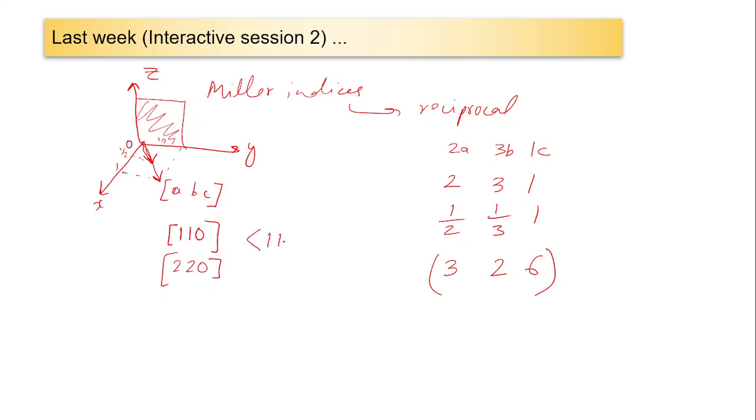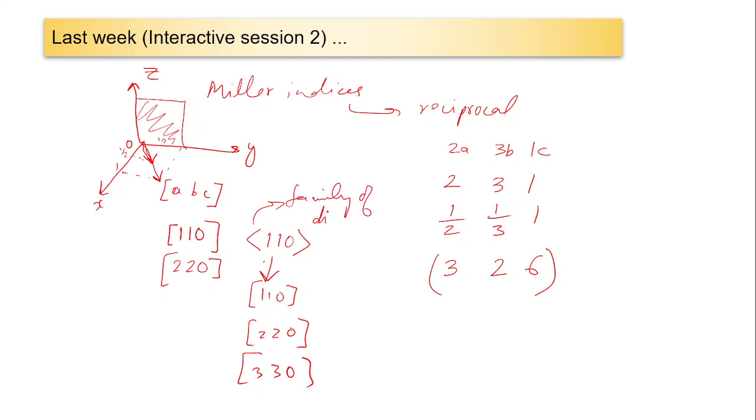Then we can write it like this, that the family of directions represents all: this represents all 110, 220, 330, kind of everything. So this kind of greater than, smaller than symbol we use to represent a family of directions.